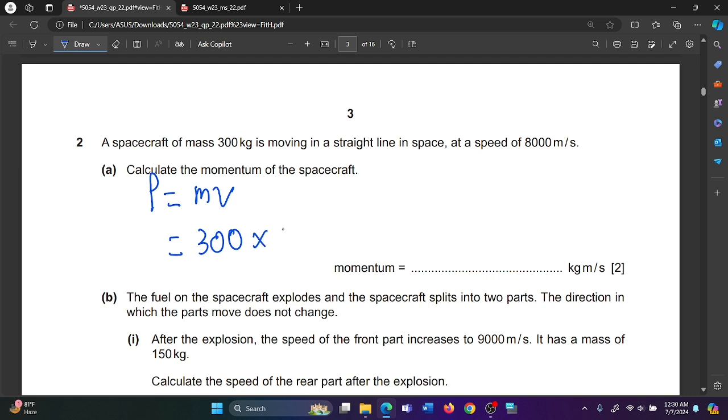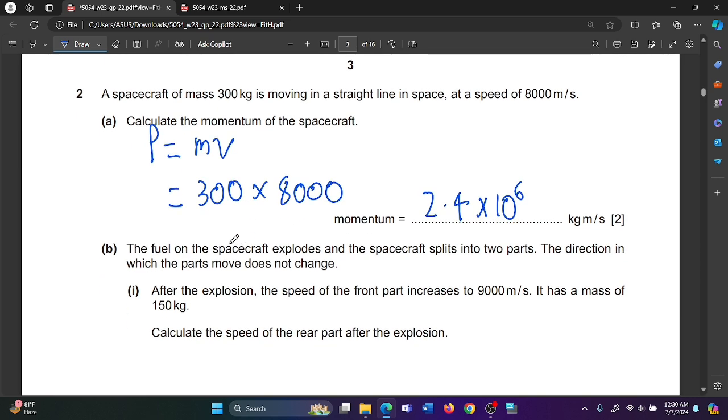300, the mass, multiplied by the velocity, 8,000. So we get 300 multiplied by 8,000, which is 2.4 into 10 to the power 6. This is our answer. It was a very easy question. Now let's look at part B.